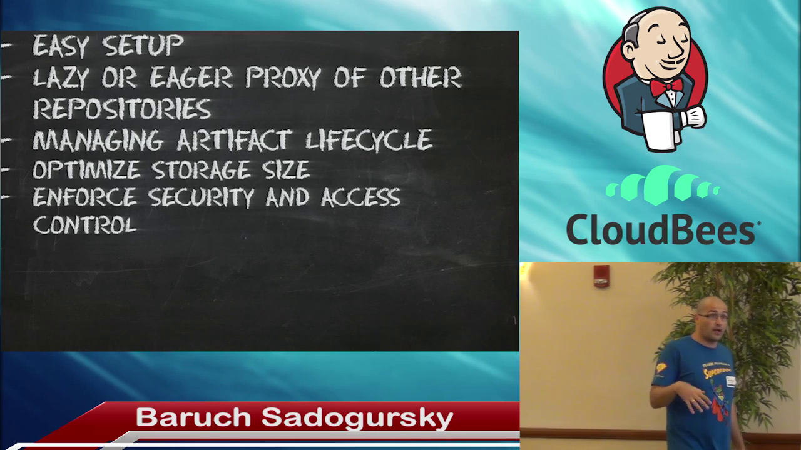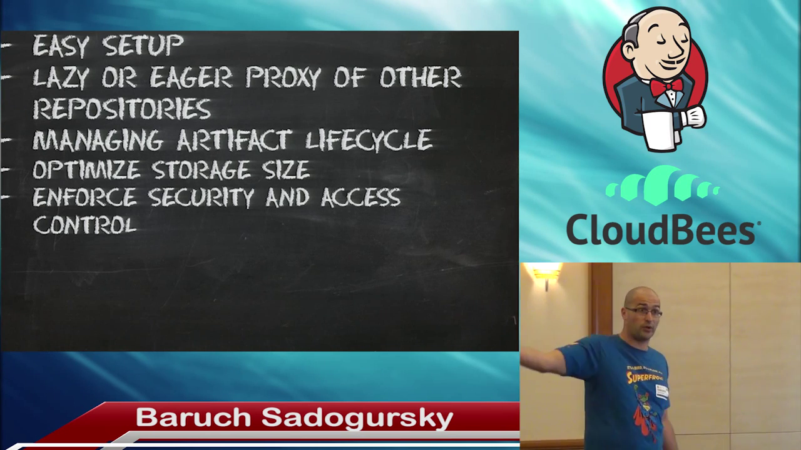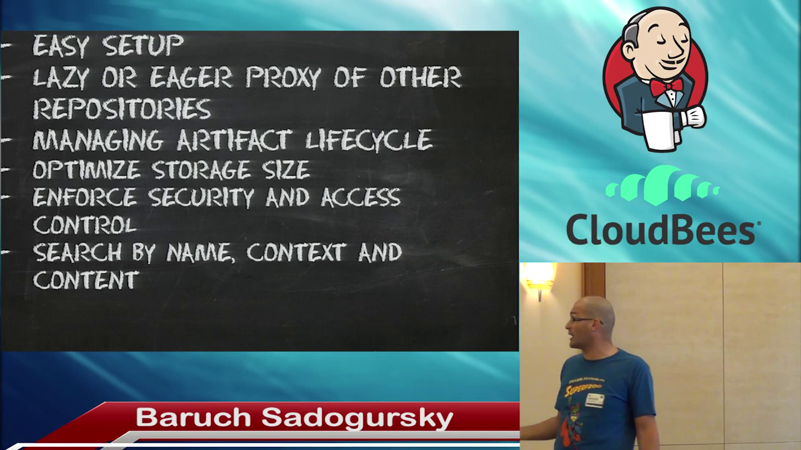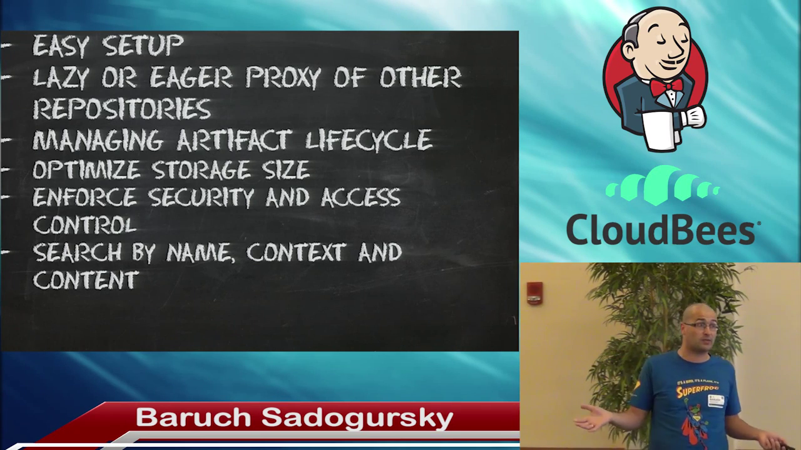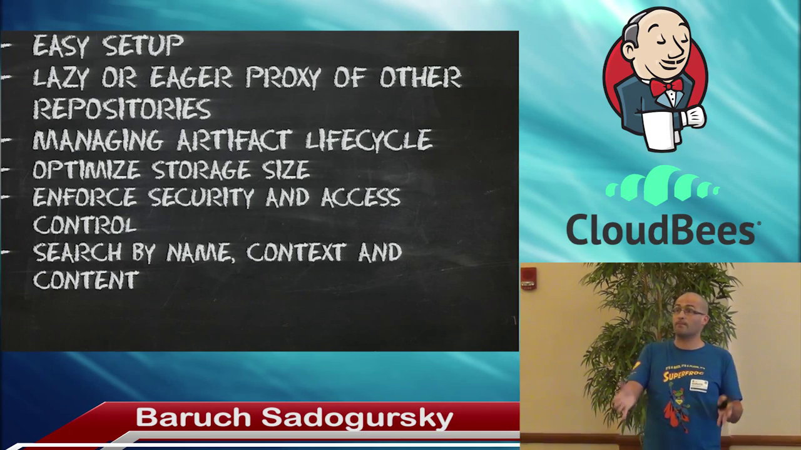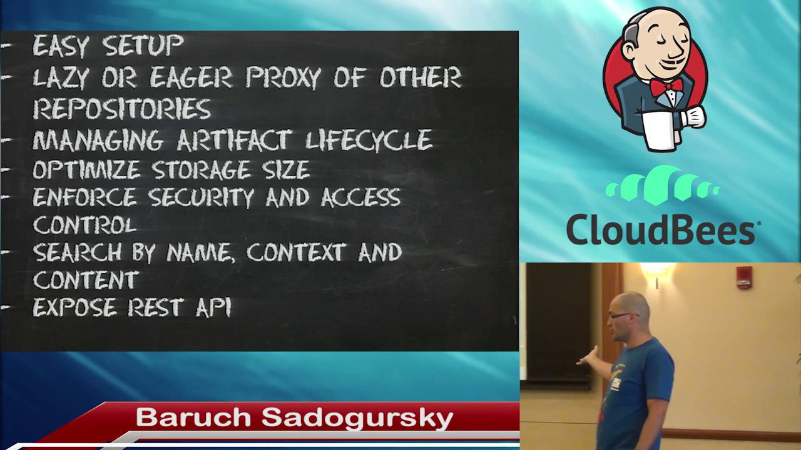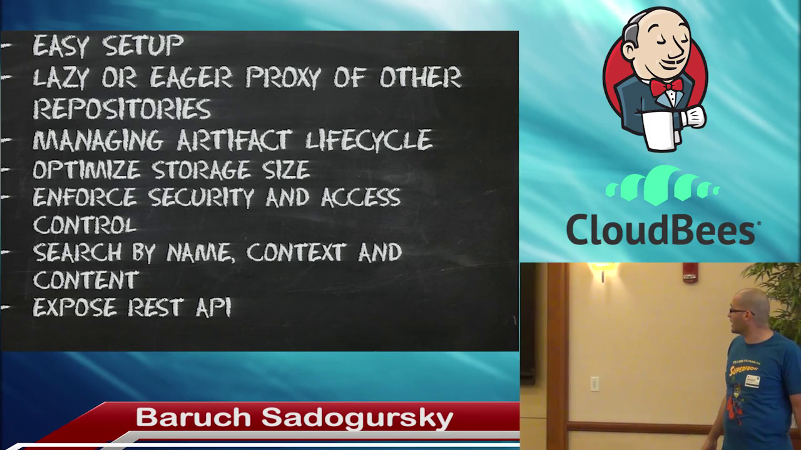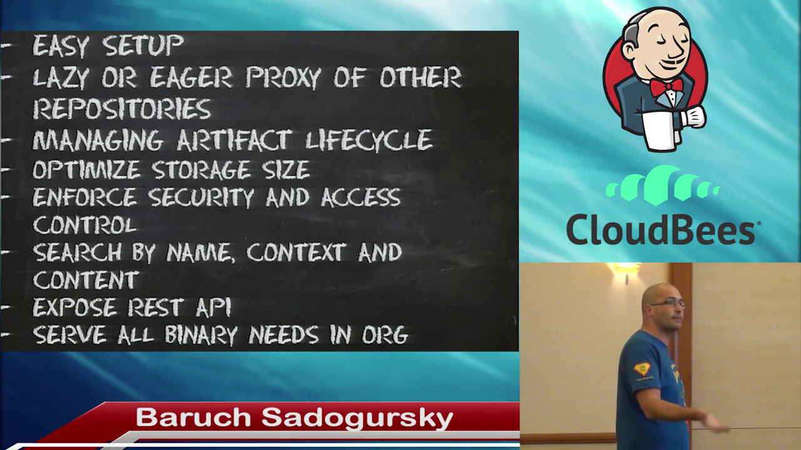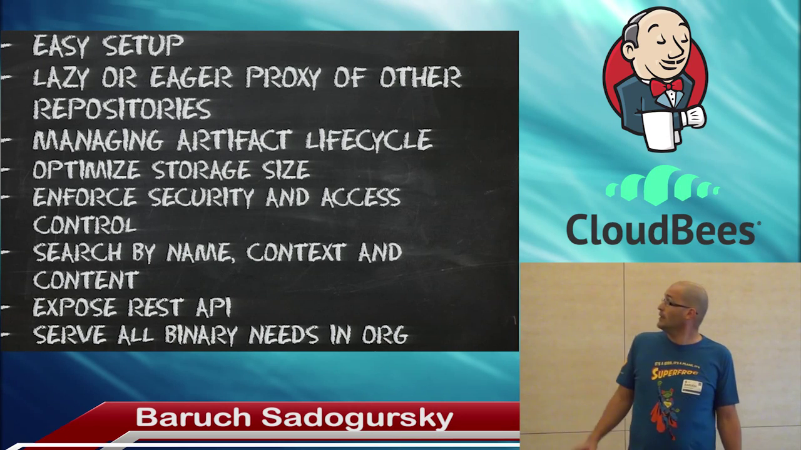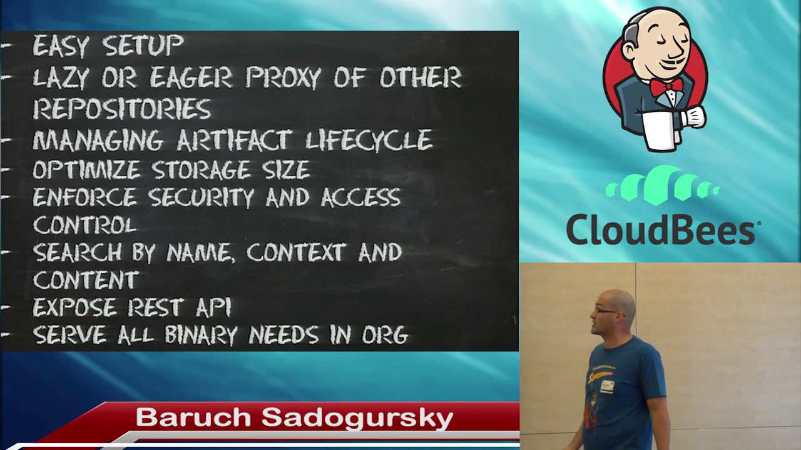Proxy to other repositories: we are talking about an in-house repository, and you want to proxy the NPM registry. How can you do it with your file share? The answer is you can't. Managing artifact lifecycle: you want to do promotion pipelines with your binaries. You want to take them from development to staging to QA to production, and all this should be managed automatically with your file share. You can't. Optimize storage size: the storage is cheap, but if you can gain some deduplication, why not? Security and access control: file share is the opposite of security and file access control.